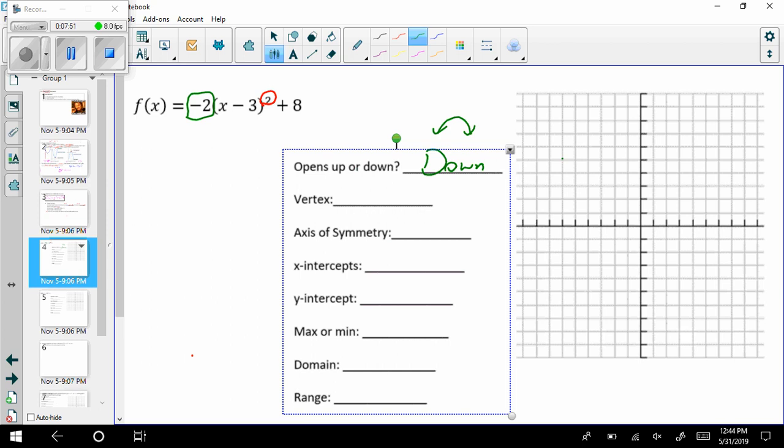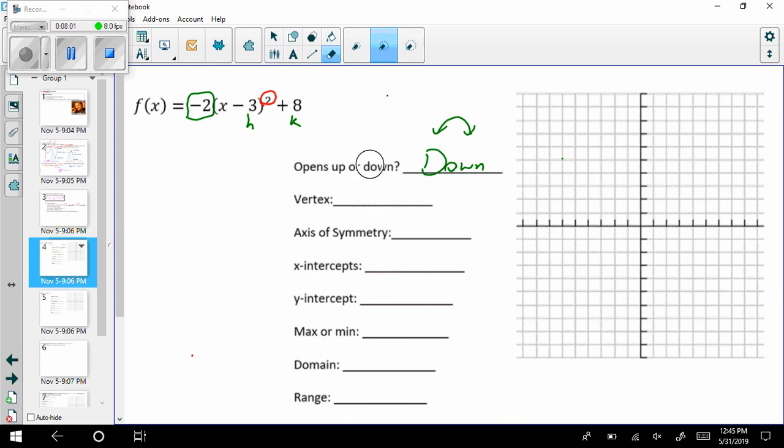The next thing I want to know is the vertex. And remember, the vertex is (h, k). h is with the x, k is out back. Now, be careful, if you think of what we did when we did the transformations unit, I said the number inside with x was always a liar, and that still holds true. So the vertex would actually be positive 3, 8. h is a liar.